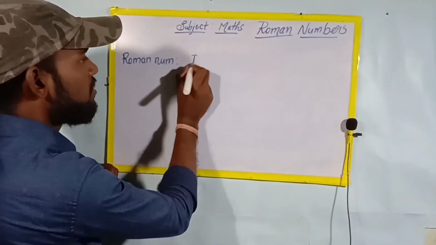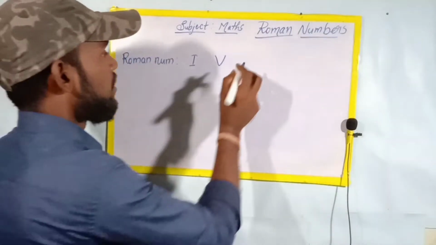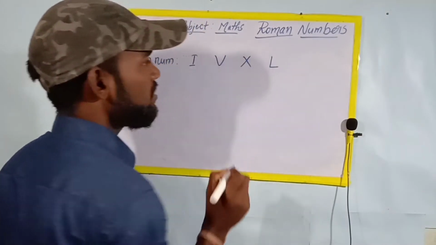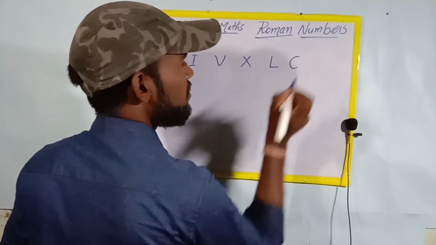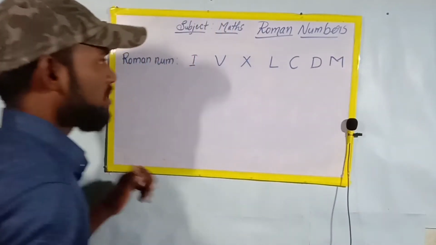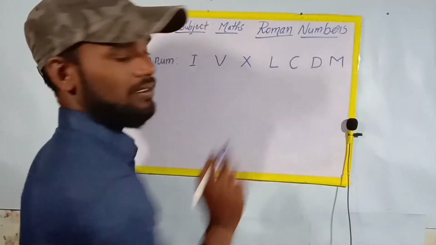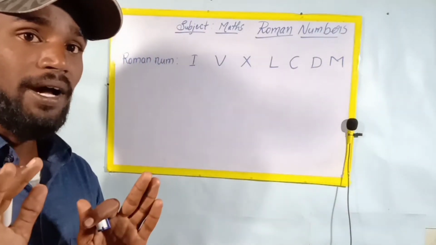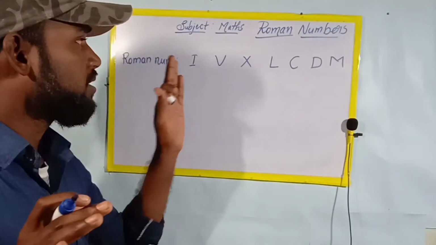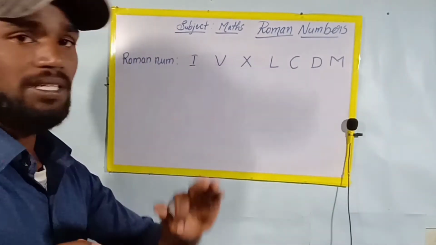See here. This is one type of symbol. Next one, this one. Next one, this one. Next one, this one. This one, D and M. Count this, how many symbols are there? 1, 2, 3, 4, 5, 6, 7. So when the Romans ruled the empire, they used these seven symbols to count the numbers.